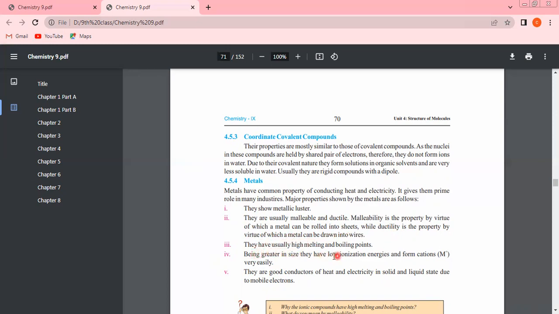They have usually high melting and boiling points, being greater in size. They have low ionization energies and form cations very easily. They are good conductors of heat and electricity in solid and liquid state due to mobile electrons.